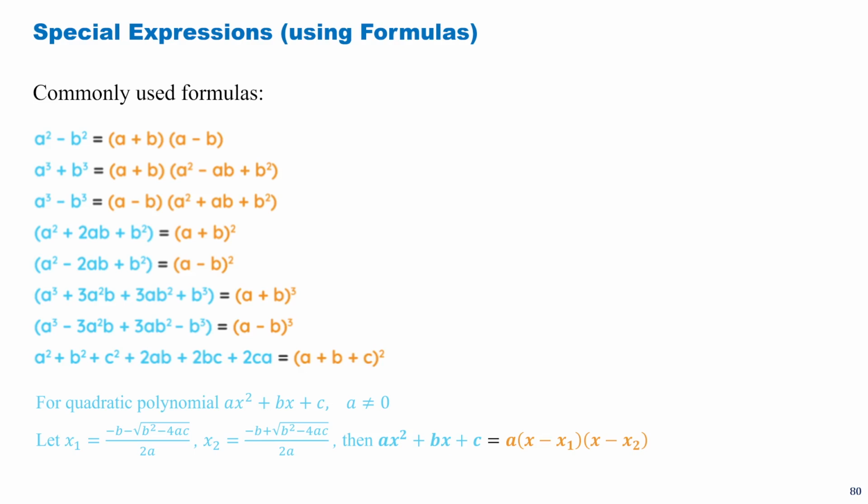And if you have a quadratic polynomial ax squared plus bx plus c, where a is not 0, you can also always check its discriminant delta, right? If delta is greater than or equal to 0, you can factorize that to a times x minus x1 times x minus x2, where x1 and x2 can be calculated using the quadratic formula, right?